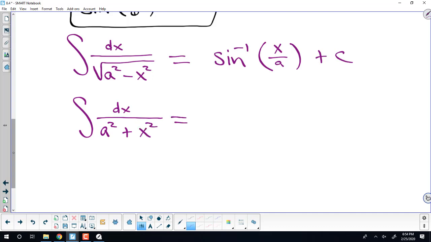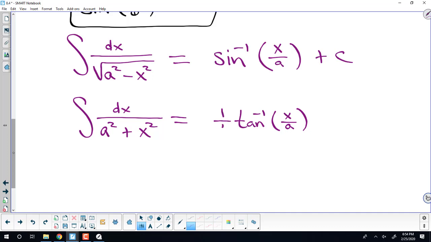One over a squared plus x squared, what is that? Inverse tangent is involved. Inverse tangent of... 1 over a in the beginning. X over a, or x times 1 over a. I'll say in the beginning. Oh, in the beginning, right, and also don't forget the constant, 1 over a.